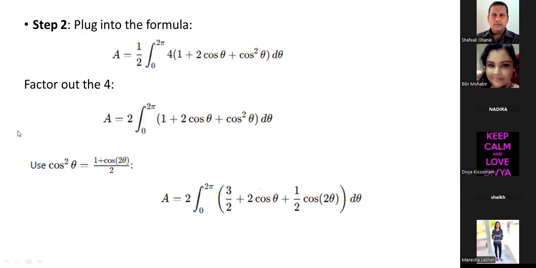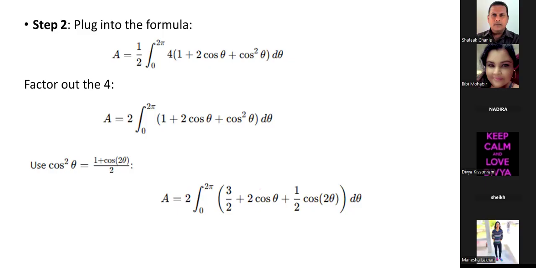Now, since the cardioid completes one full loop from theta equal to 0 to theta equal to 2 pi, those are the limits we use. We factor out the 4 here, so we have area is equal to 2 times the integral from 0 to 2 pi of open bracket 1 plus 2 cos theta plus cos squared theta with respect to theta.